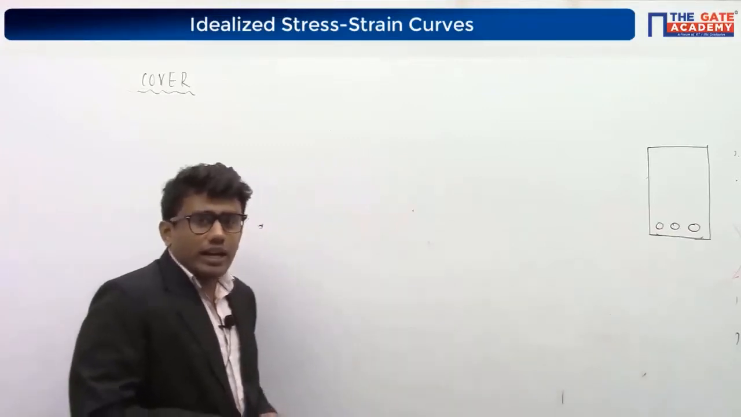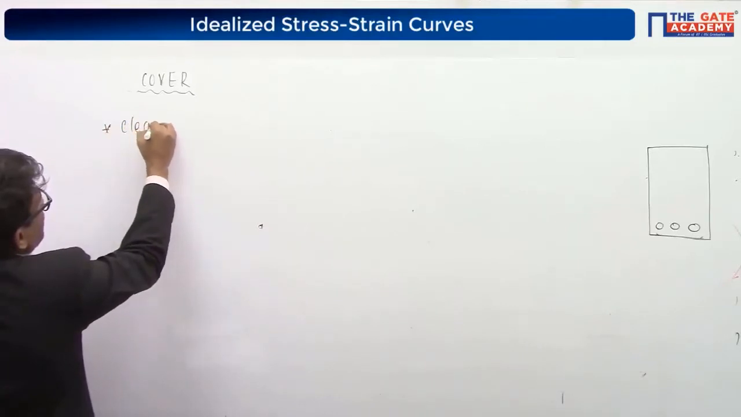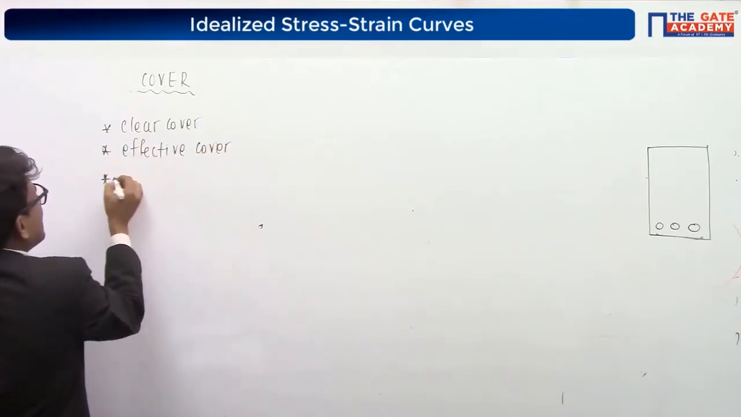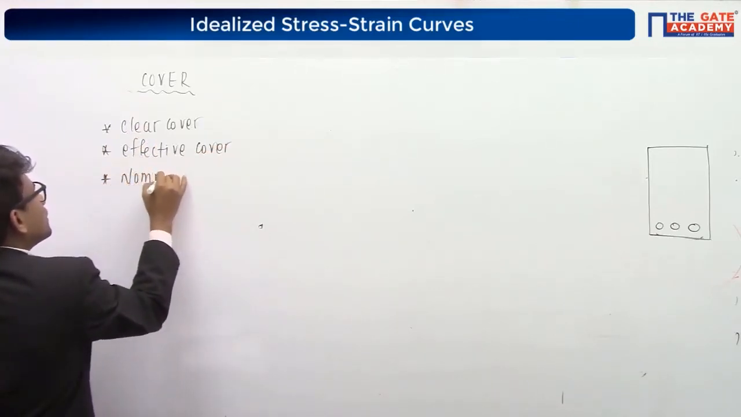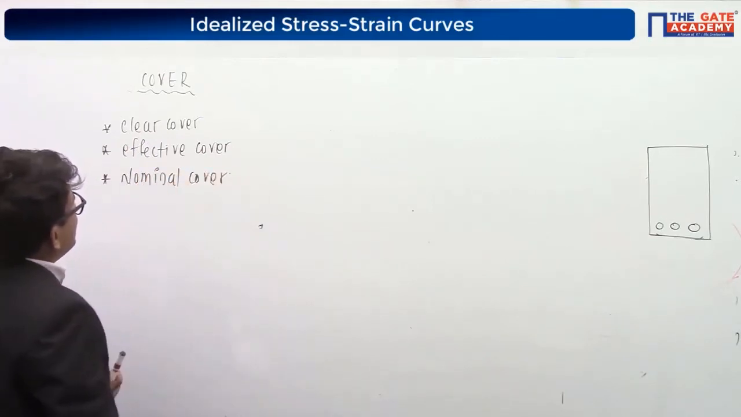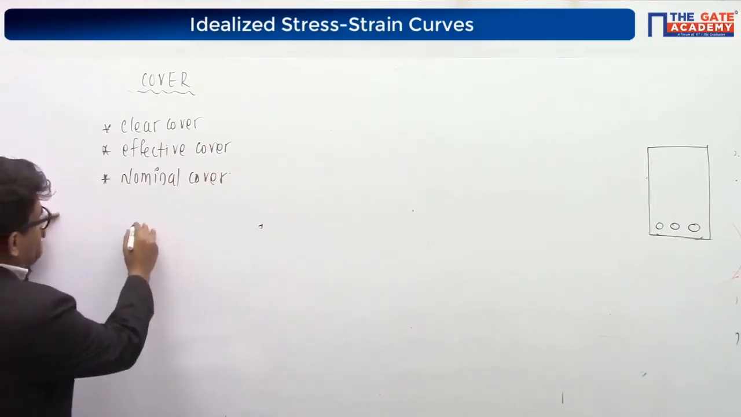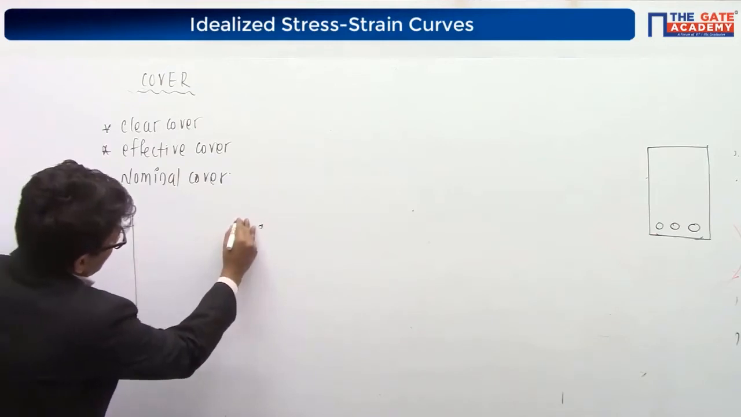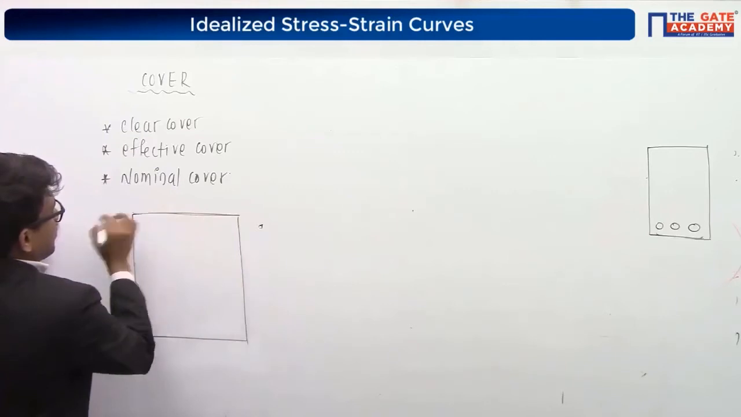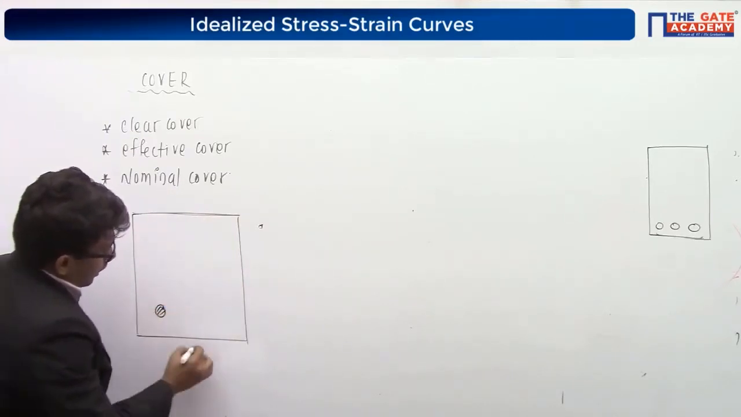Right? Here we can define the cover in three different ways. First one is known as clear cover. Second one is known as effective cover. And one more is called nominal cover. So what is this? Clear cover, effective cover and nominal cover. See, if I consider a beam like this, I'm again considering a beam like this. This is our beam, and we are giving the reinforcement like this. This is our reinforcement.